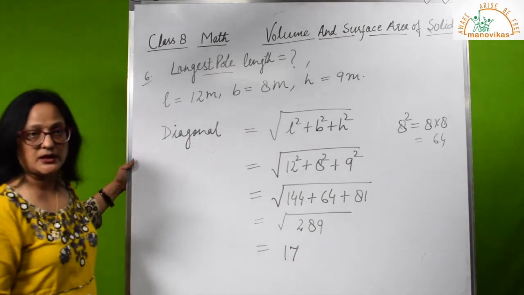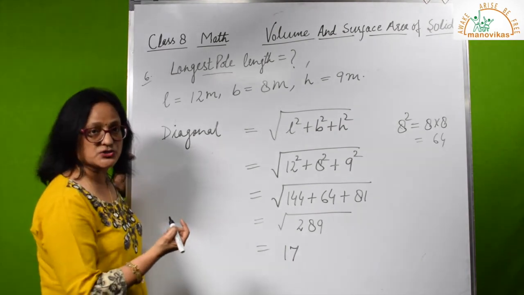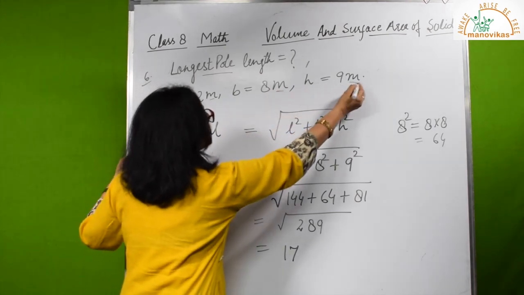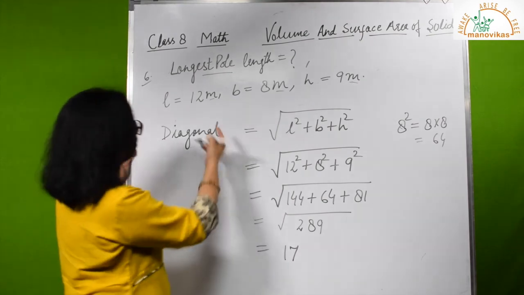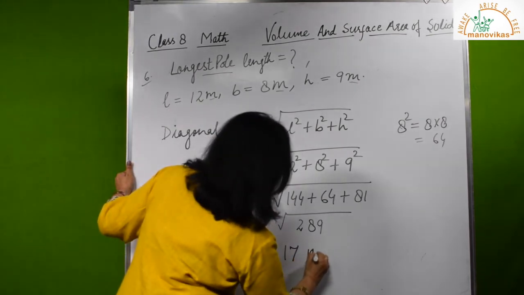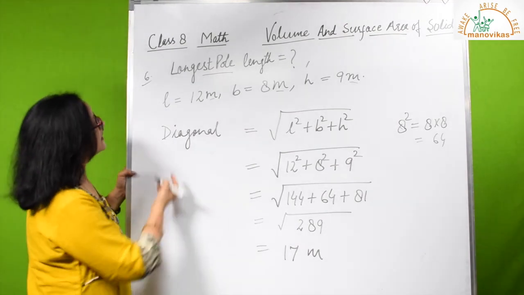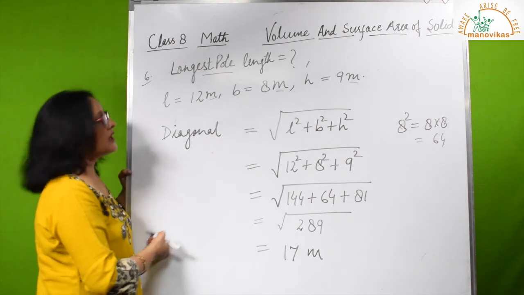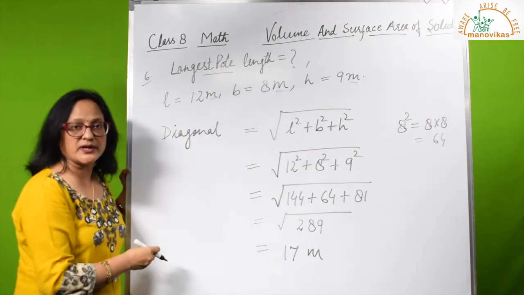Now what will be the unit of this diagonal? Because diagonal is a single dimension. So single dimension means whatever unit is given in the question, the same unit will be of the diagonal also. So diagonal will be 17 meter. This is the answer for the diagonal. So this way you have to do the question, direct formula based questions. Some other questions we will take from the exercise. The similar questions you can try.